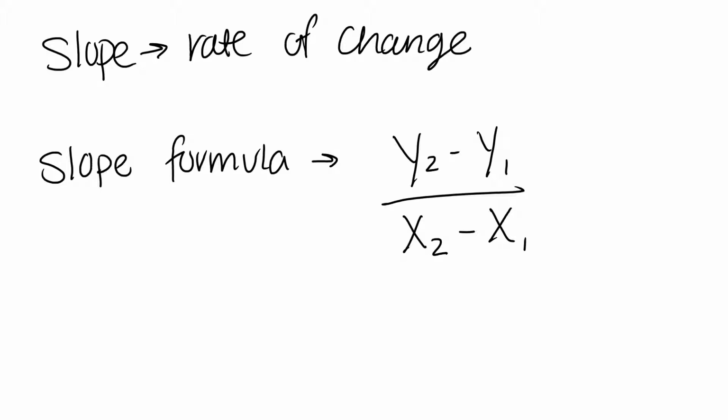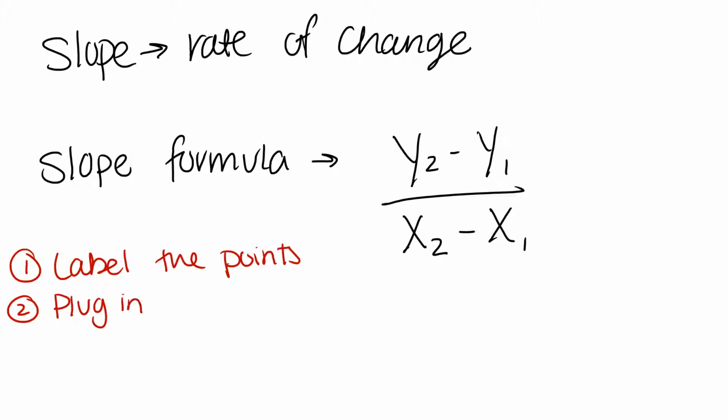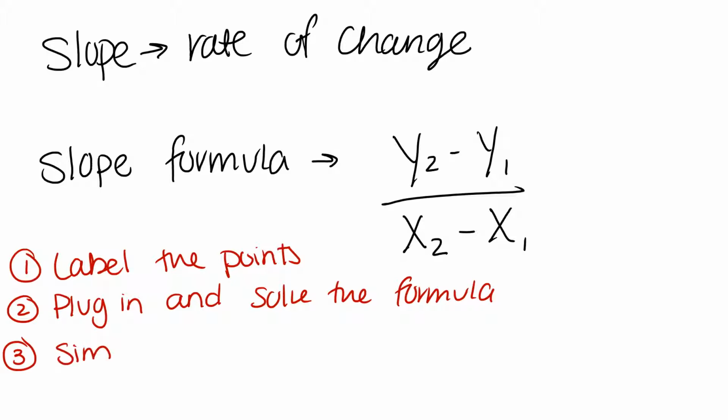When you are finding the slope of 2 points, your first step is to label the points, then plug in and solve the equation. We're going to use that formula. And the last step is to simplify your answer. I know these steps might not make sense just yet, but we're going to do several examples in this video.